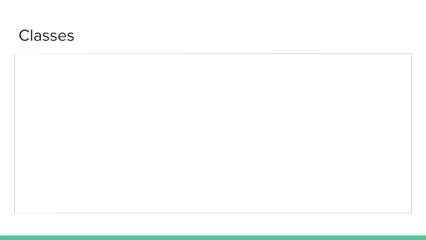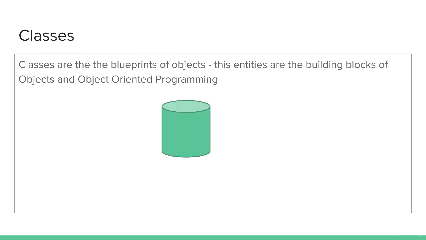Okay, but let's digress here. Let's talk about the foundation of object-oriented programming, which is classes. So what is a class? Well, a class is the blueprint of what we call an object. So think of a class as a blueprint of an object. In order to create objects, we need to have classes.